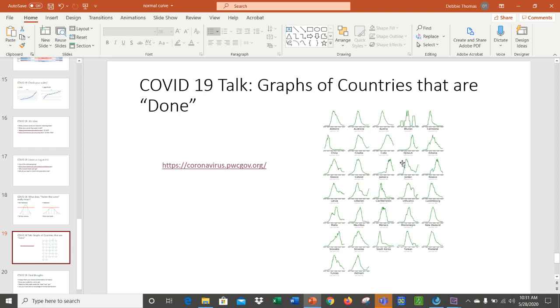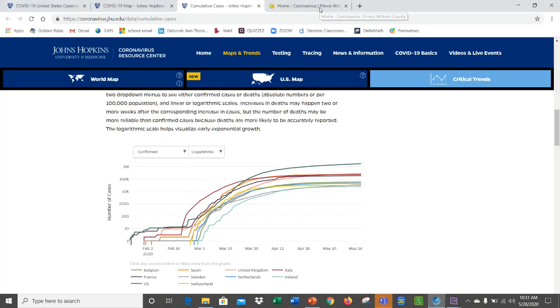All right, counting for population. All right, so here we go. We're going to go to Prince William County's graphs now, and we're going to talk about the normal curve for us.